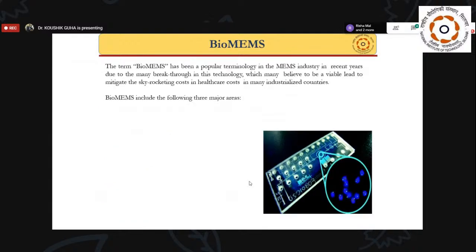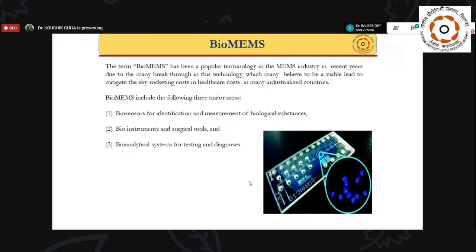Now, this is the biomems. This is directly related to this topic. The biomems is a very, very popular terminology nowadays in this MEMS area, because biology and MEMS have a good matching between each other. I will show you in the next slide. What is that matching? Why are the biomems actually coming? It is a very, very interesting field for research.